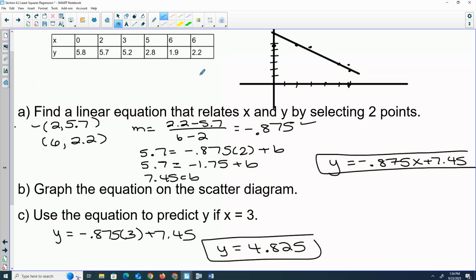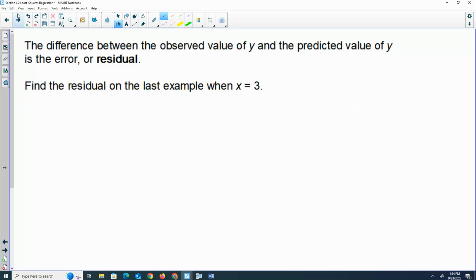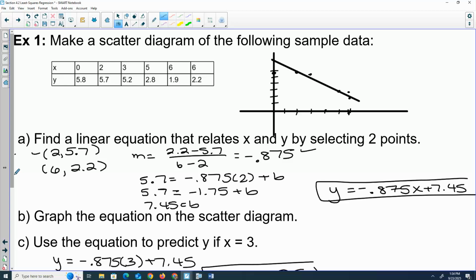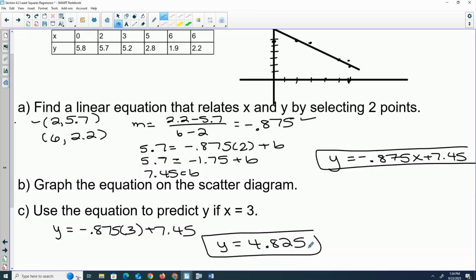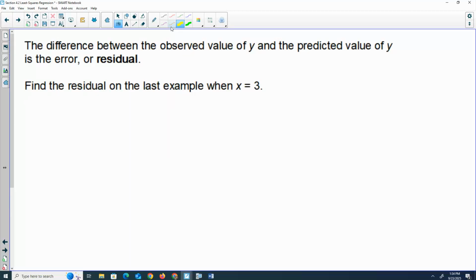One calculation we are going to do with this is what's called the residual. We predicted, based on our equation, that we would get 4.825, right? But when I looked at my actual data, when I put in 3, I got 5.2. So there was a difference between them. The residual is the difference between the observed y value and the predicted y value.